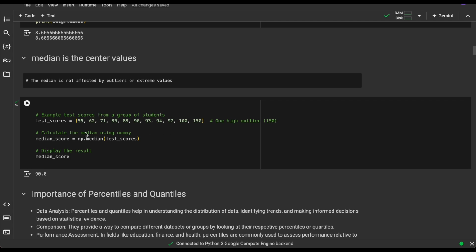I got the median value using NumPy. The median value is 90. The median is like 50% of the data: 50% of the data is below 90. This is the median.